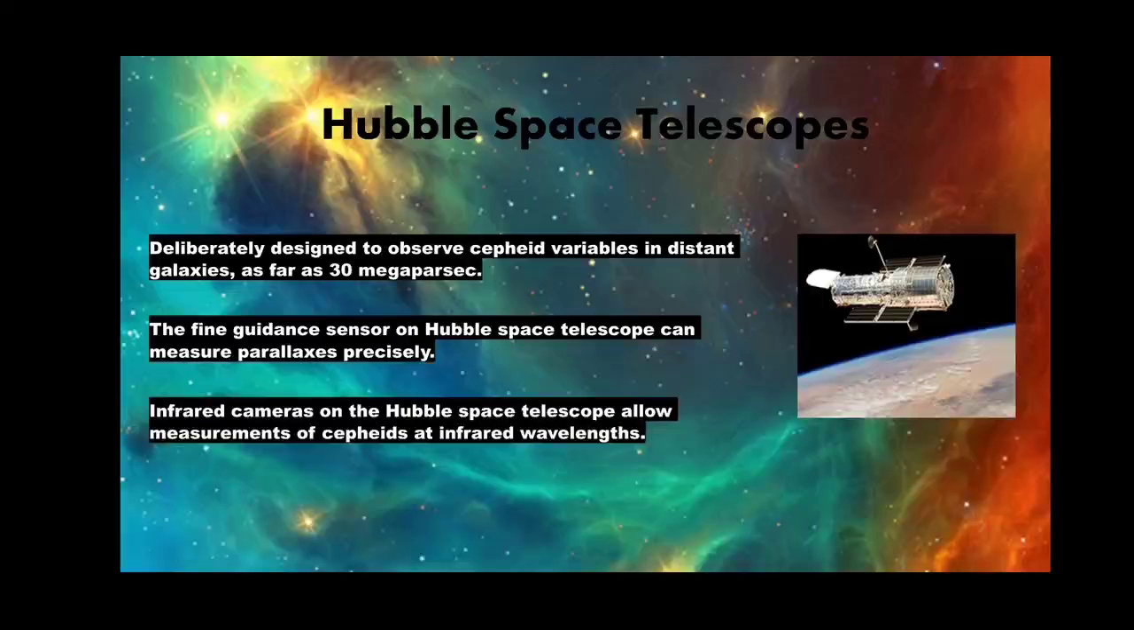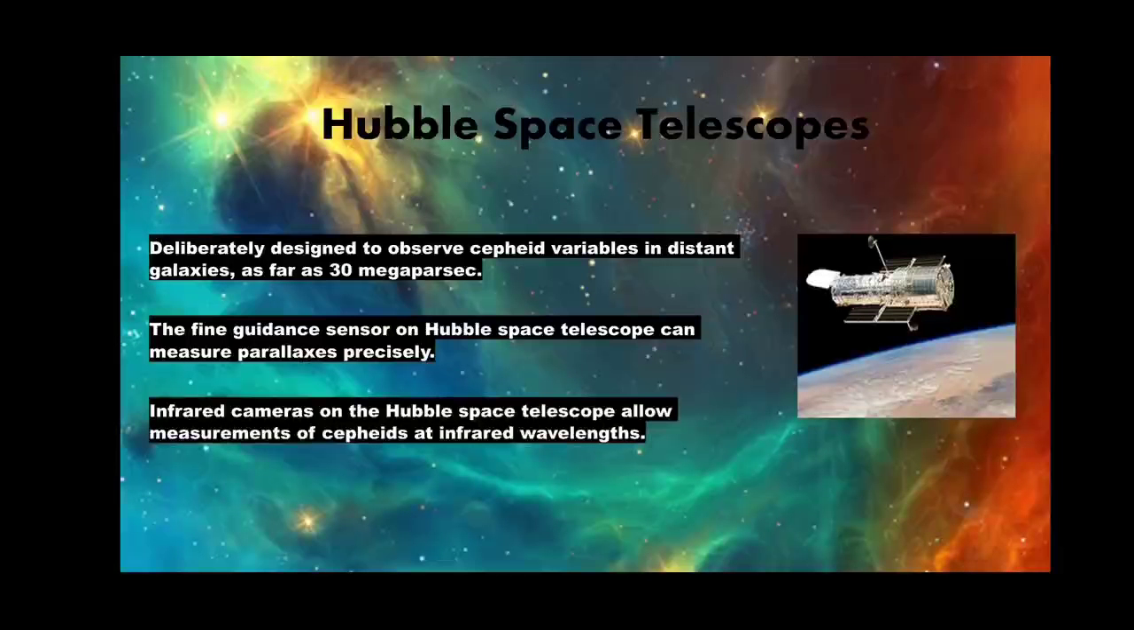In addition, the fine guidance sensor on the Hubble Space Telescope turns out to be a really precise way to measure parallaxes, and has measured parallax distances to a handful of Cepheid variables in our own galaxy. These distances allow us to bypass the Large Magellanic Cloud in building up our distance ladder, which is important because the Large Magellanic Cloud has a much lower abundance of heavy metals than most big galaxies, which may bias things. In addition, infrared cameras on Hubble allow measurements of Cepheids at infrared wavelengths where dust is less important.